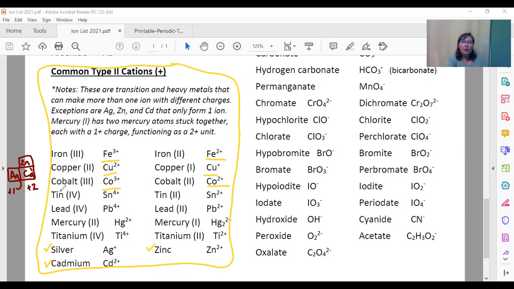Okay, and you'll notice, remember we said that they can form different ions, and we identify the charge with a Roman numeral. So Fe3+ is iron 3, and Fe2+ is iron 2. And so what's in parentheses here, this Roman numeral, tells you which of the ions it is in that transition metal. And it's only right if you include it. That's very, very, very important.